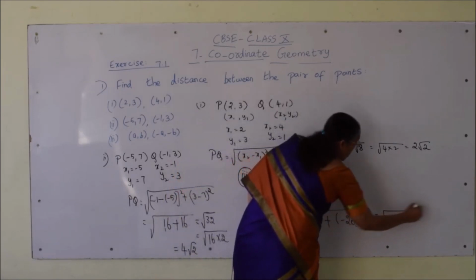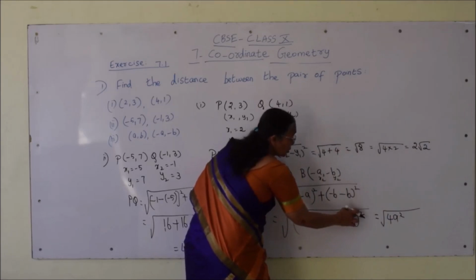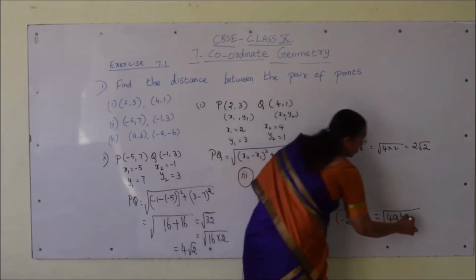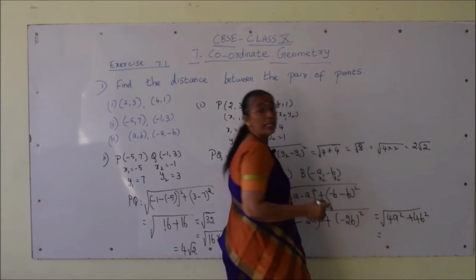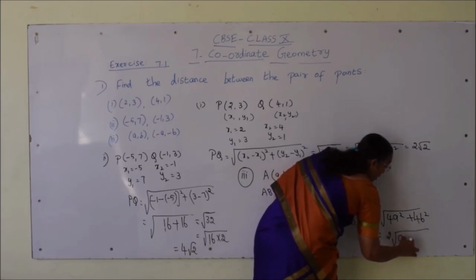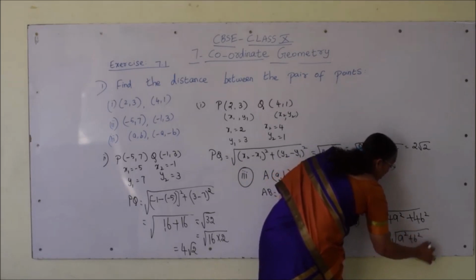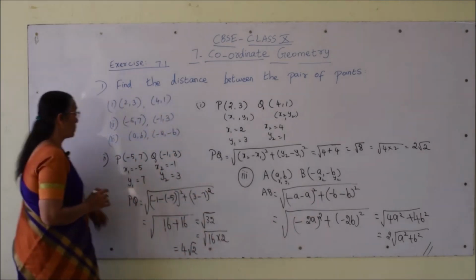Which is equal to root over 4a square plus, similarly, (minus 2) whole square is 4, into b square, so 4b square. 4 can be taken outside the root also. So, this is 2 root over a square plus b square. 2 times root over a square plus b square.